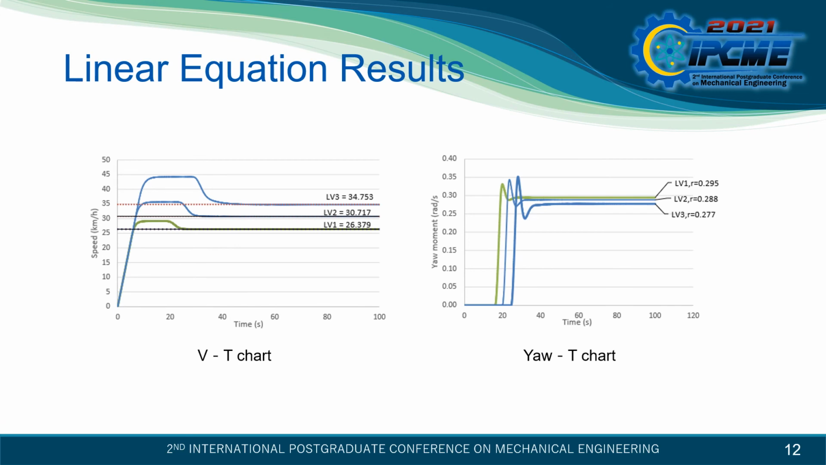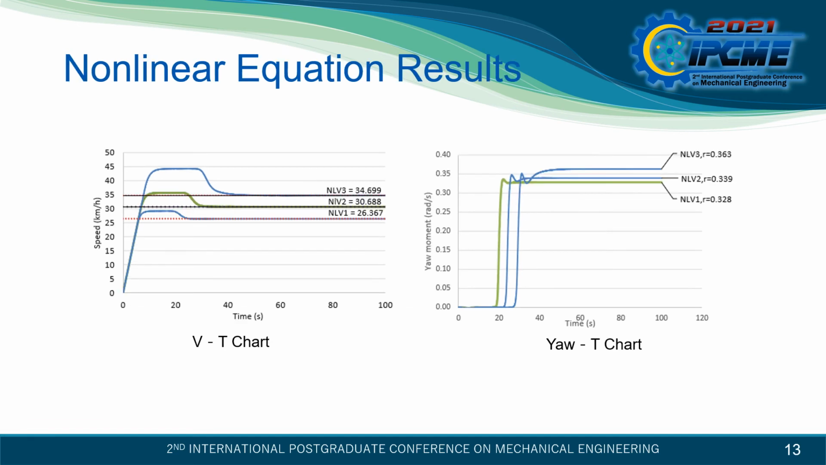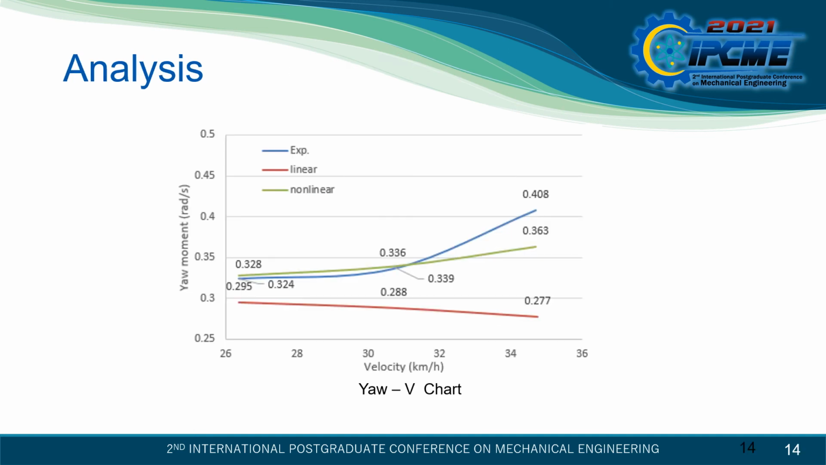The next is the linear equation result. The left is the V-t chart, which shows speed and time. The right side is the yaw-t chart, which shows the yaw moment and time. The next is the nonlinear equation results. It is similar to the linear one. After that, we can compare them. What is the difference between the experimental, linear, and nonlinear results?